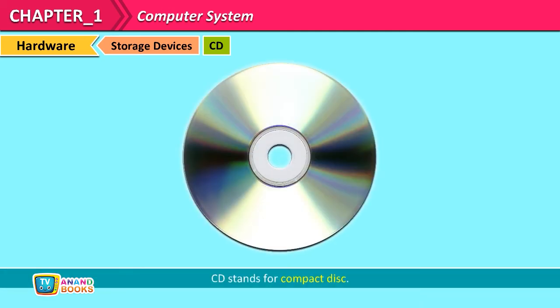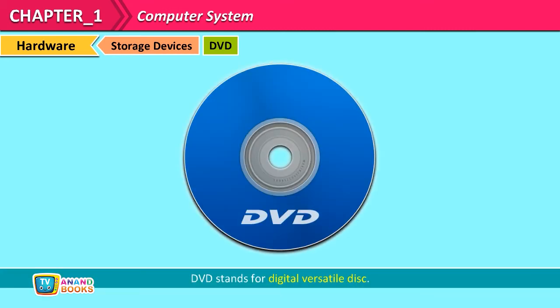CD. CD stands for compact disc. CDs are circular in shape and can store a lot of data. They are external and can easily be carried from one place to another. Most of the programs and games are also available on CDs. DVD. DVD stands for Digital Versatile Disc. A DVD looks exactly like a CD but stores more data than it. You can store many movies, songs, and programs on a DVD.